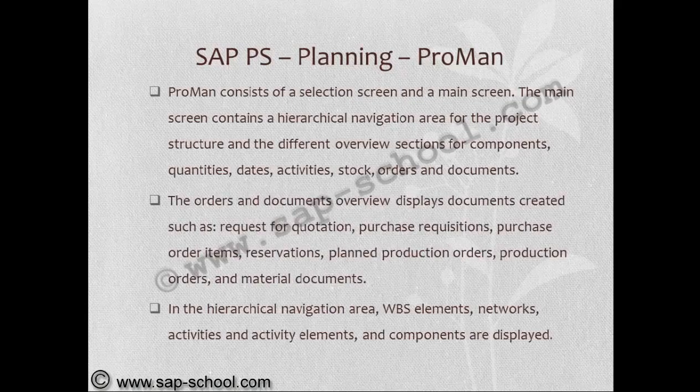Proman consists of a selection screen and a main screen. The main screen contains a hierarchical navigation area for the project structure and the different overview selections for components, quantities, dates, activities, stock, orders and documents. The orders and documents overview displays documents created such as request for quotation, purchase requisitions, purchase order items, reservations, planned production orders and material documents.